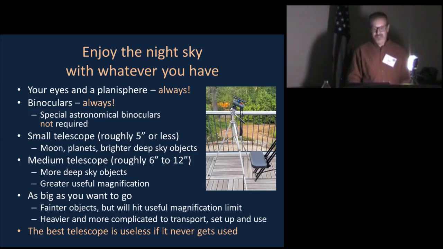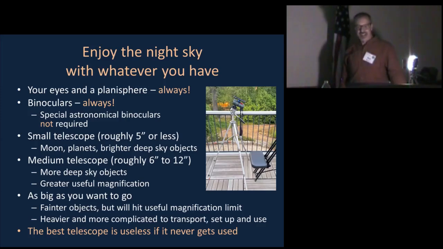Small telescopes. If you're going to go out and spend time looking at the moon, the planets, and the brighter objects, something like this one that's on the table here, that's 5 inches. Very easy to take out and use. If you want to get something that will look at a few more things, a medium-sized telescope will do that. It takes a little more effort, but it gets you more magnification. And you can keep going from there, right? You can get as big as you want to go.